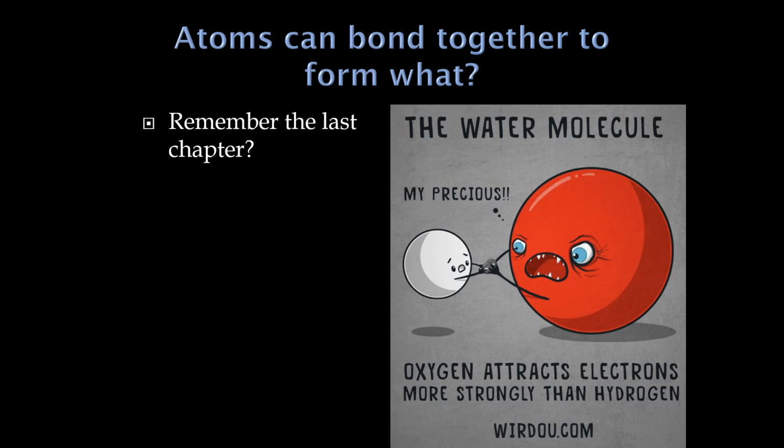Atoms can bond together to form what? They can form molecules. The oxygen that you breathe in isn't just an atom of oxygen, it's molecules of oxygen, which is 2 oxygen atoms that are covalently bonded together. A water molecule is H2O, so that's 2 hydrogen atoms and 1 oxygen atom. So molecules, those are the things that you can build up from atoms. We did also mention this a little bit back in chapter 1.